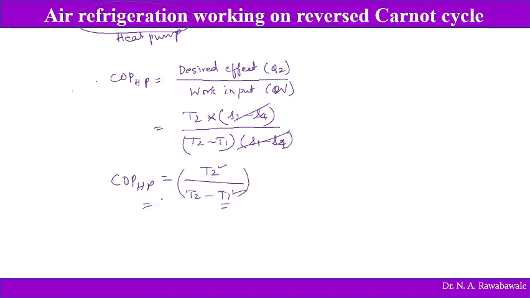So in this way we have seen how to find the COP of a heat pump and refrigerator working on a reversed Carnot cycle, using air as the working substance or refrigerant. We stop here. In the next lecture we will discuss other cycles which are used for producing the refrigerating effect. Thank you.